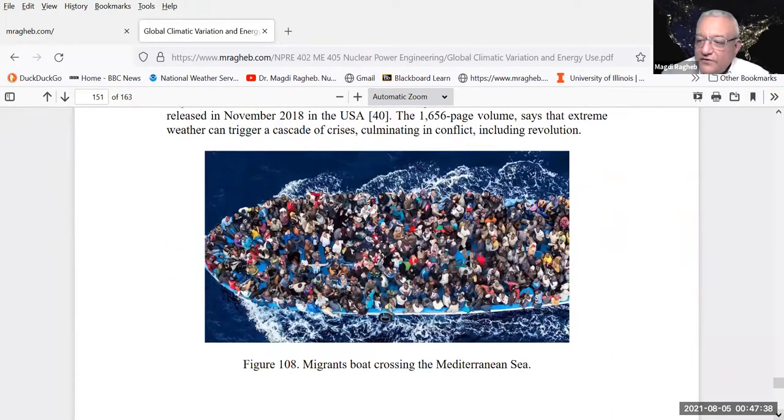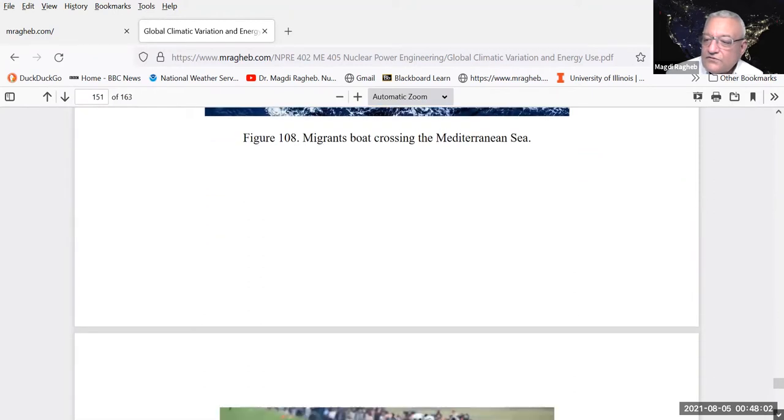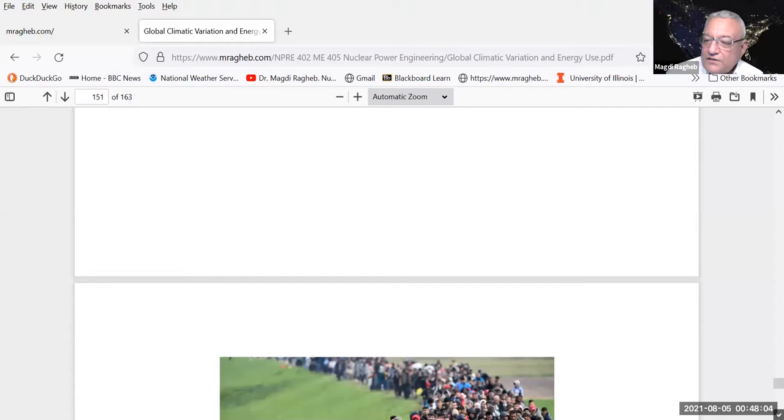Definitely, we are living in a period of social dislocations. This is an award-winning picture of a migrant boat. Look at all those people crowded in a boat trying to cross the Mediterranean Sea. Hundreds of them, men, women, and their families, children, have, of course, drowned in the process. So the global climatic change is already affecting us.